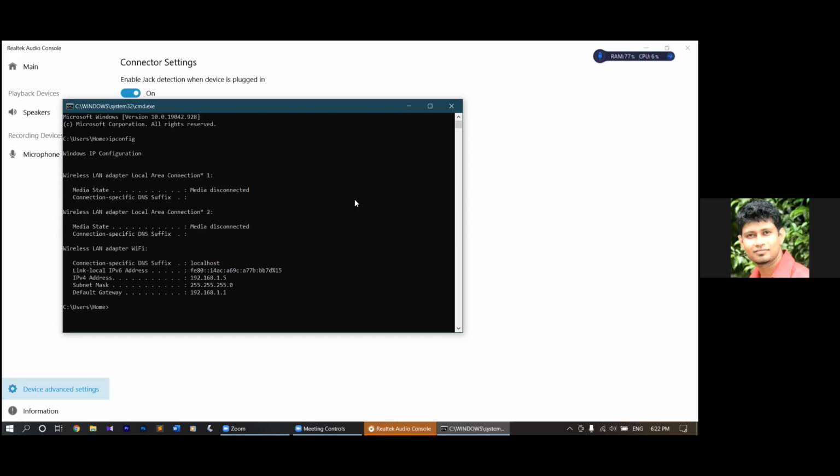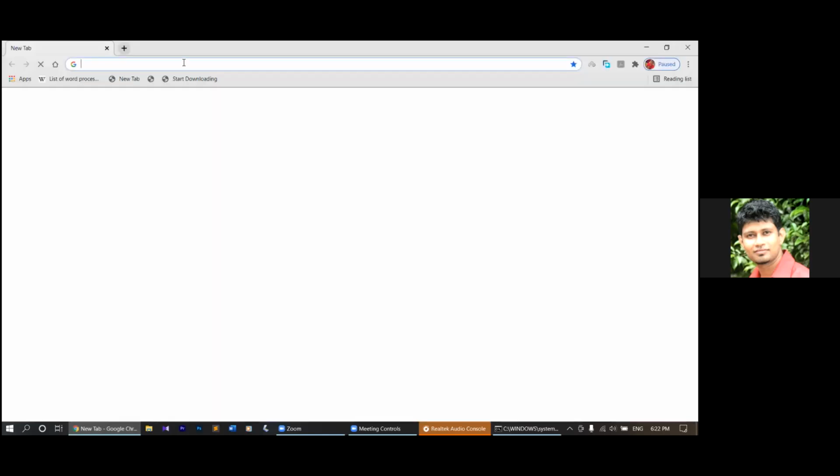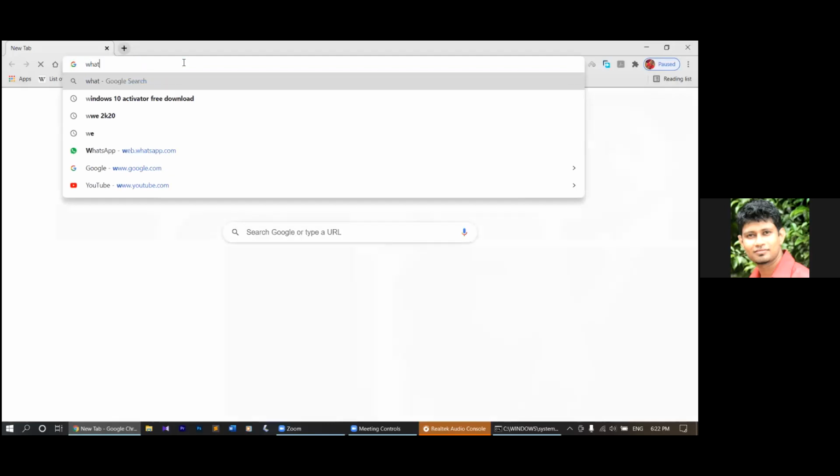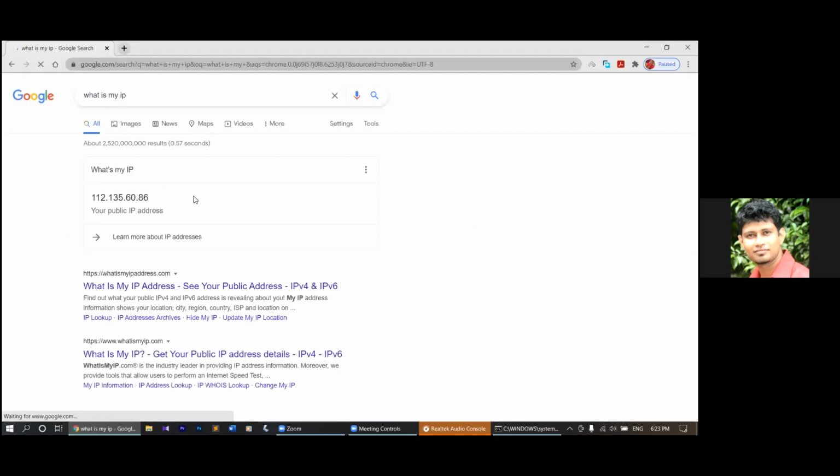Okay, now you know how to find your IP address. This is called a private IP. This is how your network sees you. Now please go to Google and type, what is my IP? You can see there's another IP, which is called the public IP address.